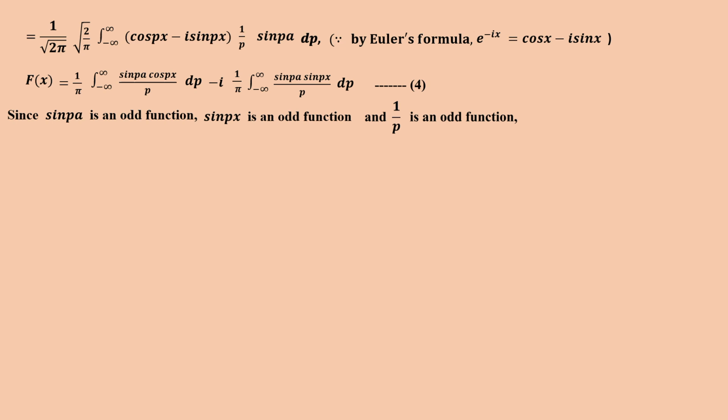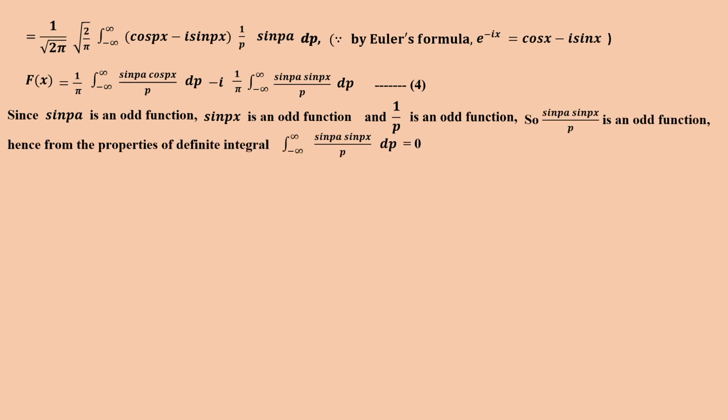We know 1 by p is an odd function. Sin pa into sin px is an even function, the multiplication of two odd functions becomes an even function, and 1 by p is an odd function. So sin pa sin px, an even function, into 1 by p, an odd function: the multiplication of an even function into an odd function gives an odd function. Therefore sin pa sin px by p is an odd function.